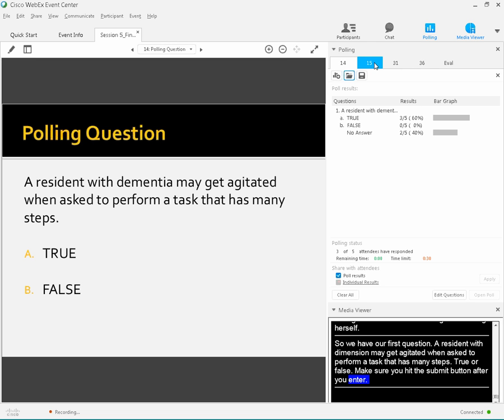All right, everyone who answered got it correct. So true, a resident with dementia may get agitated when asked to perform a task that has many steps.